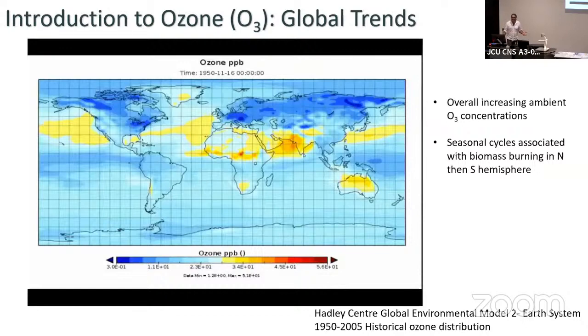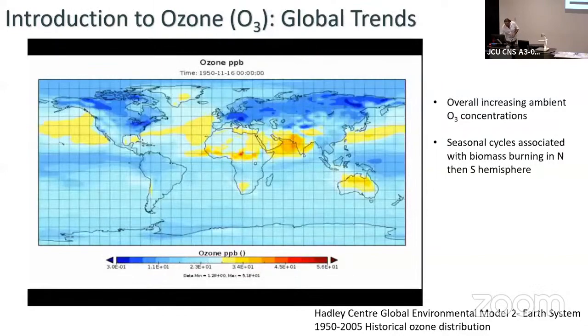One is the general increasing in the hot colors, which is the high ozone concentrations. And the other is the seasonality of high ozone events. So if you look at, say, South America, Africa, and even Australia, you'll see this pulsing of high ozone events, which is associated with the sort of fire season in those various regions.